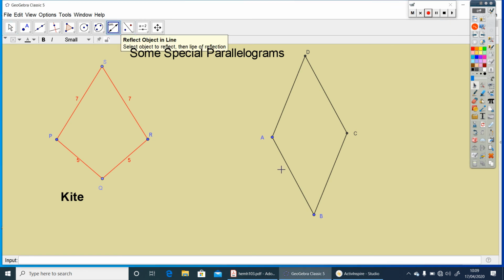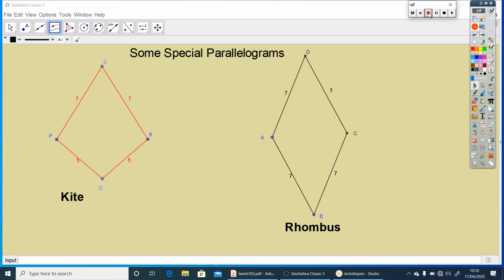Now let me measure the sides of ABCD. AB 7, BC also 7, DC also 7 and AD also 7. That means in this quadrilateral all sides are of equal length. Such a quadrilateral we call a rhombus. Is a rhombus a parallelogram? Let us check it.